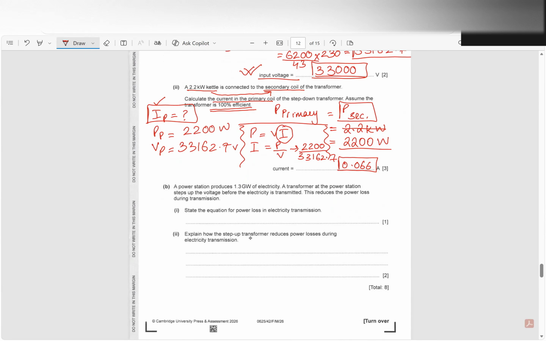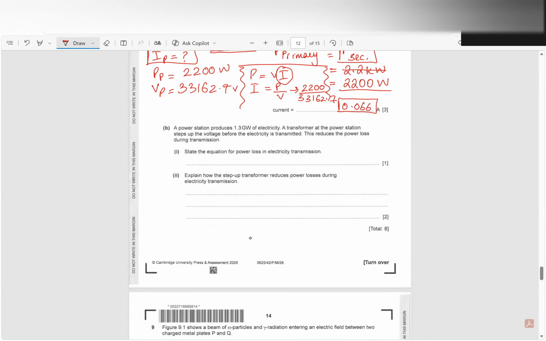Okay, in the next part, it says, part B, a power station produces 1.3 gigawatt of electricity. A transformer at the power station steps up the voltage before electricity is transmitted. Fair enough. This reduces the power loss during transmission. State the equation for power loss in electricity transmission.